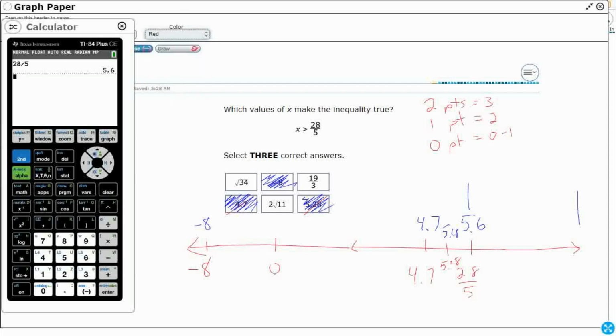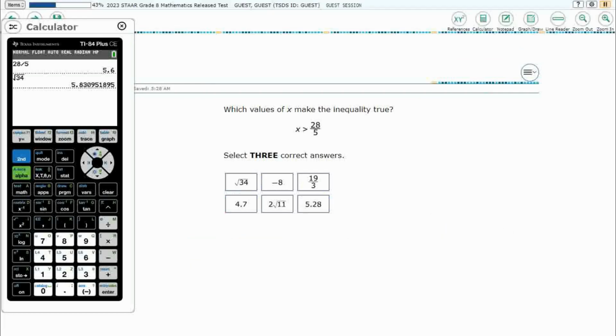Okay, so square root of 34. Right, so you can hit your second, your square root, then you type in your 34. All right, so 5.83-ish. Okay, so I'm going to put that, it's going to be very close. I'm going to put that square root of 34 because that's, just round it to about 5.83. All right, so definitely an answer there.